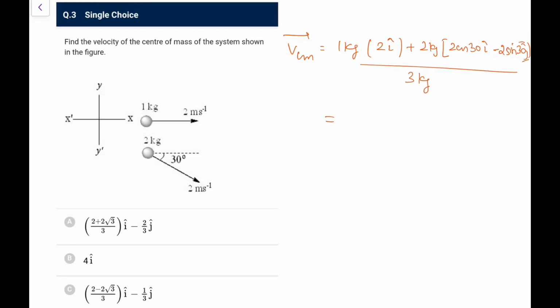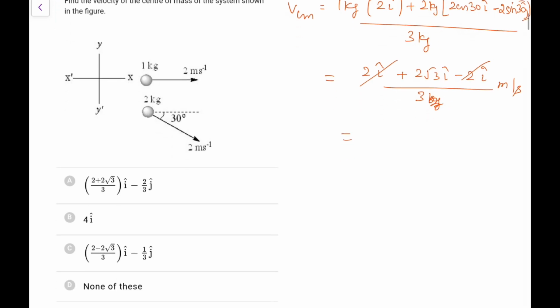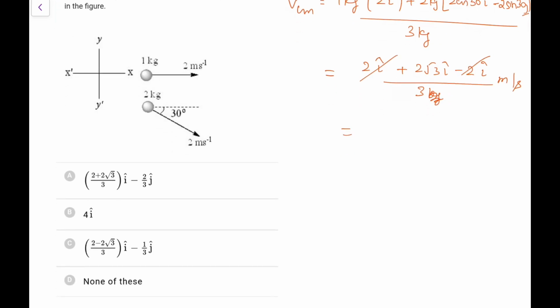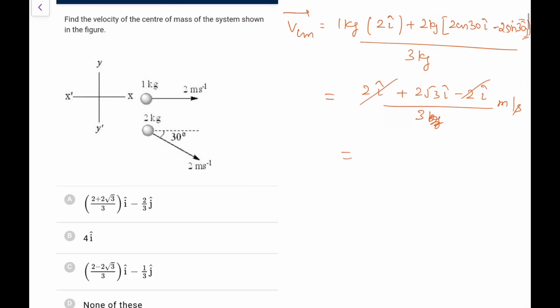So now what we have, I can do this is 2 i cap, and cos 30 is root 3 by 2, so it becomes 2 root 3 i cap. Sin 30 is half, so minus 2 j cap, divided by 3 kg, or kg we can directly write it in meter per second. So this goes, what we have now, as per the given options, the velocity will be what I can make out. Okay, I've done some mistake.